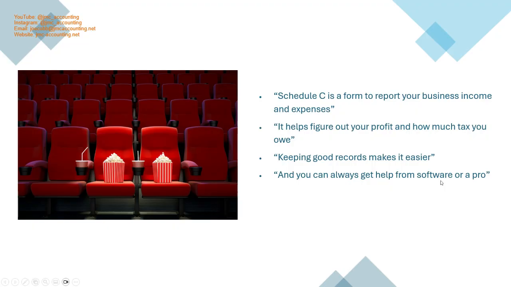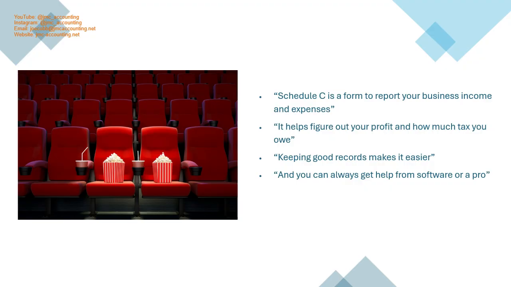Let's recap what we learned today really quickly. The Schedule C is a form to report your business income and expenses. Remember, it tells the IRS how much money you made from your business, what you spent running your business, and what your profit or loss was for the year. It helps to figure out your profit and how much taxes you owe. Filling out the Schedule C is important because it determines how much business profit you made, and that profit is what you pay your taxes on.